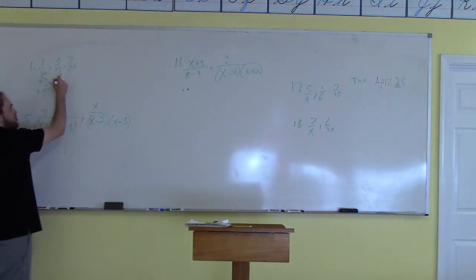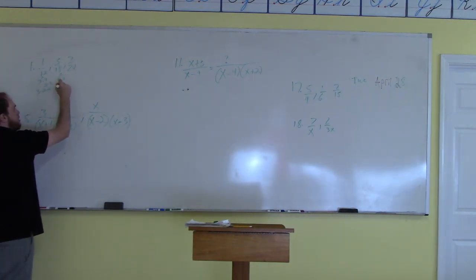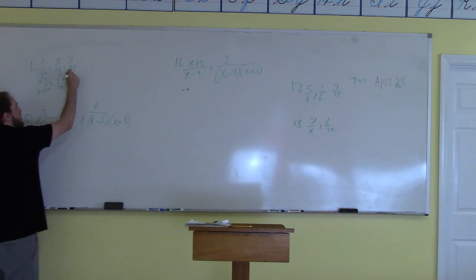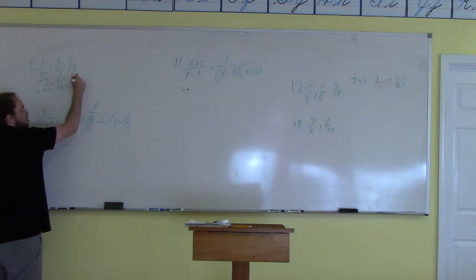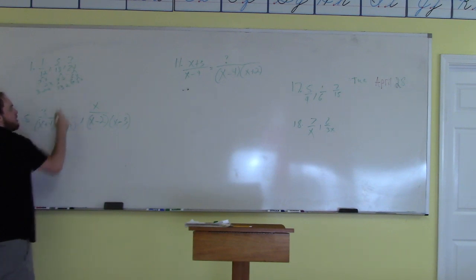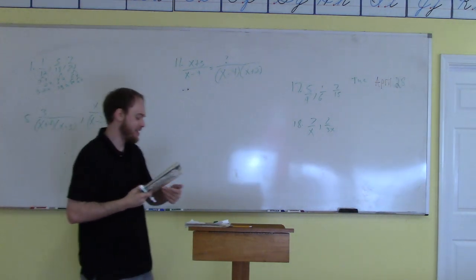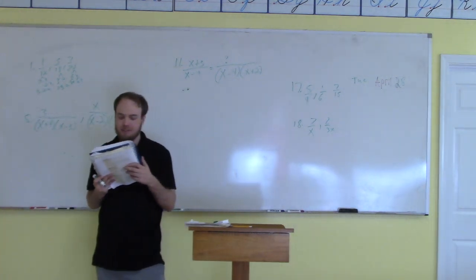18 we're going to break down into 9 times 2, and then the 9 we're going to break down into 3 and 3, and then the 2 is left over. And then 24 we're going to break down into 6 and 4. The 4 would break down into 2 and 2. The 6 would break down into 3 and 2. And so what we're going to do for this is use the numbers that they have in common, that they make up.